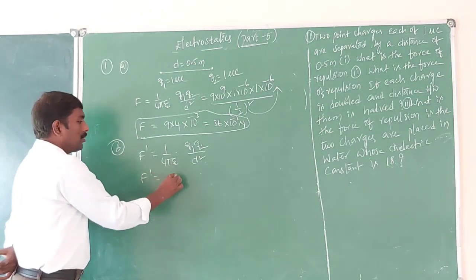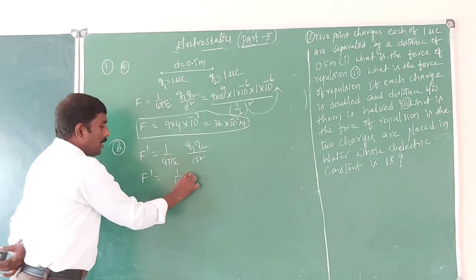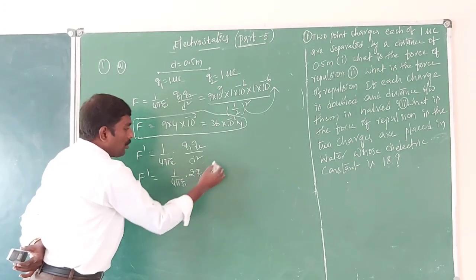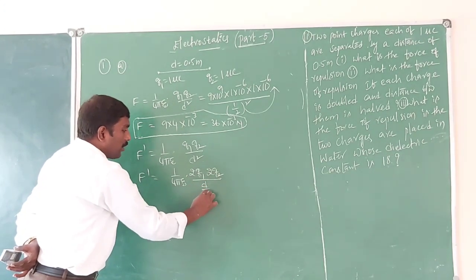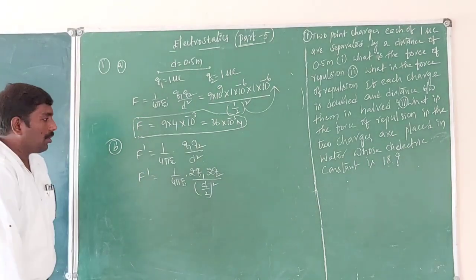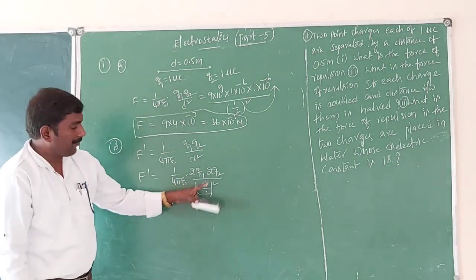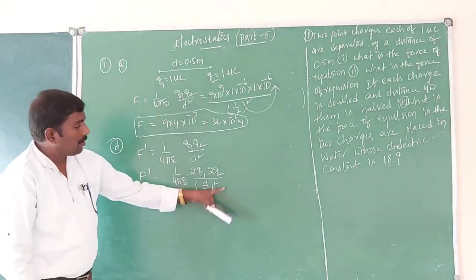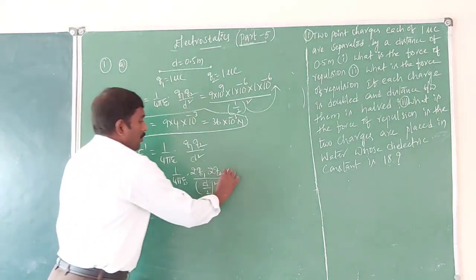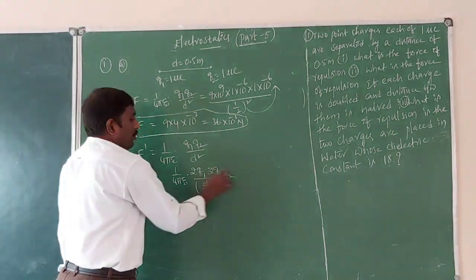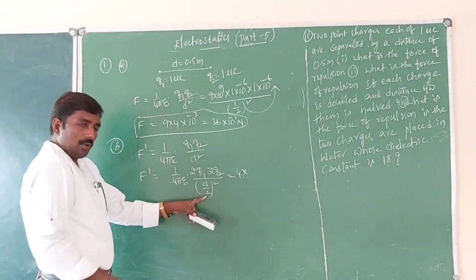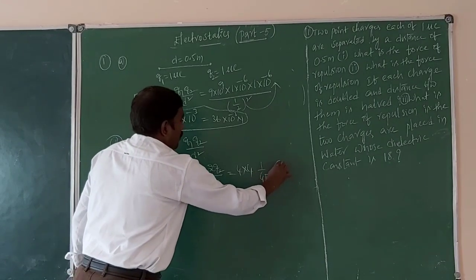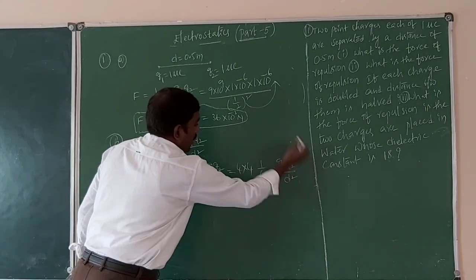F dash is equal to 1 over 4 pi epsilon naught, 2Q1 double, also this is 2Q2, divided by reduced half, 1 by 2 whole square. 1 by 2 whole square. See, 2 into 2 is 4. This is also 4. 2 square means 4. Denominator to numerator. Okay. 2 into 2 is 4 into this is also 4. 1 over 4 pi epsilon naught Q1 Q2 by d square.